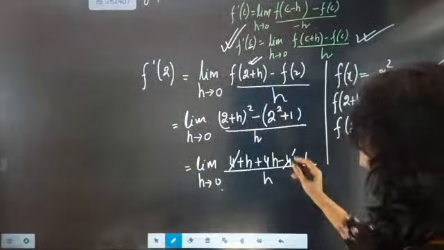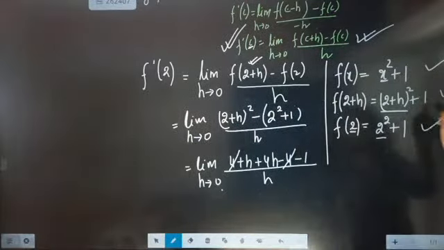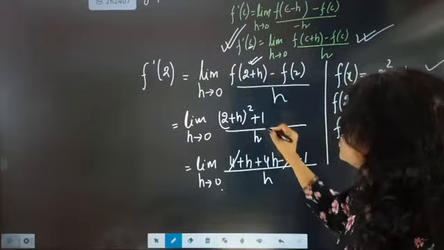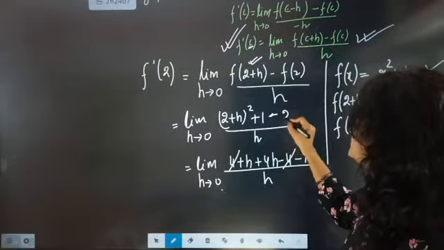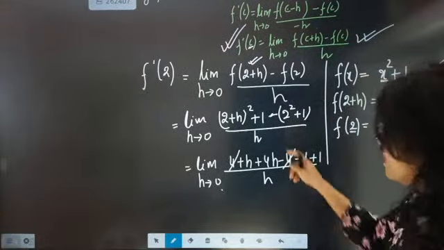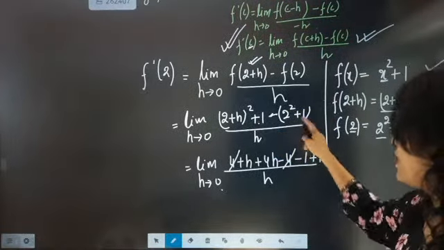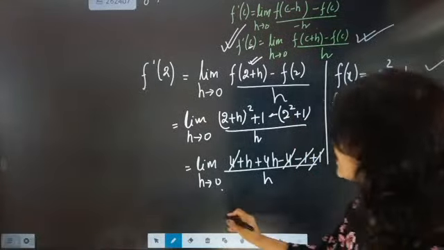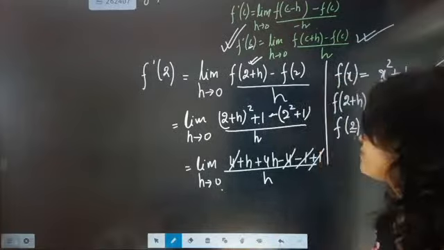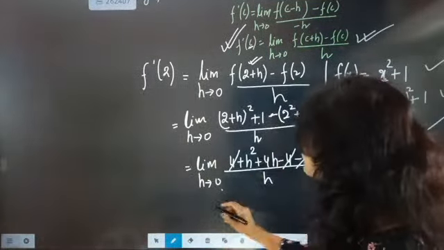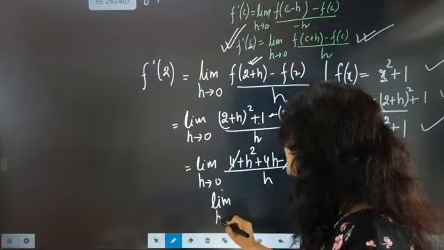And here I think I missed a plus 1. Okay, plus 1 is here. So plus 1 is also there, and here it is minus (2 square plus 1). So this part has plus 1, this plus 1, and from here you get minus 4 minus 1, so it is going to get cancelled. Now what do you have? Now you have h square, limit h tends to 0.